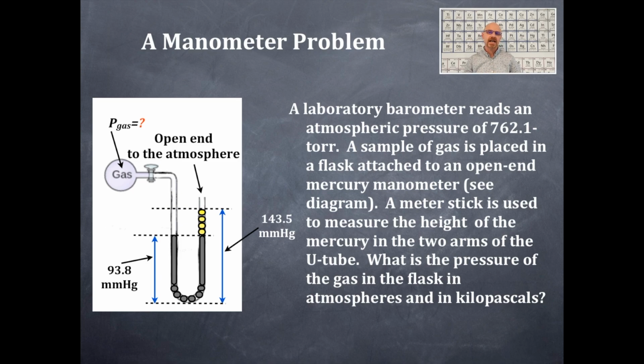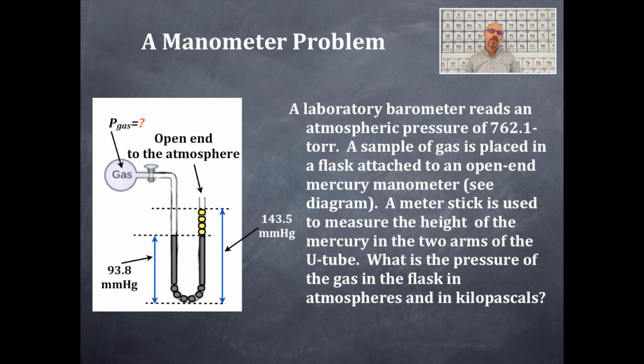So take a look at that diagram. You have that round bottom flask on the upper left-hand corner of the diagram. We're trying to get the pressure of that gas right there. The right-hand side of the U-tube is open to the atmosphere, so there's atmosphere pushing down on that. We can get that atmospheric pressure from that 762.1 torr.